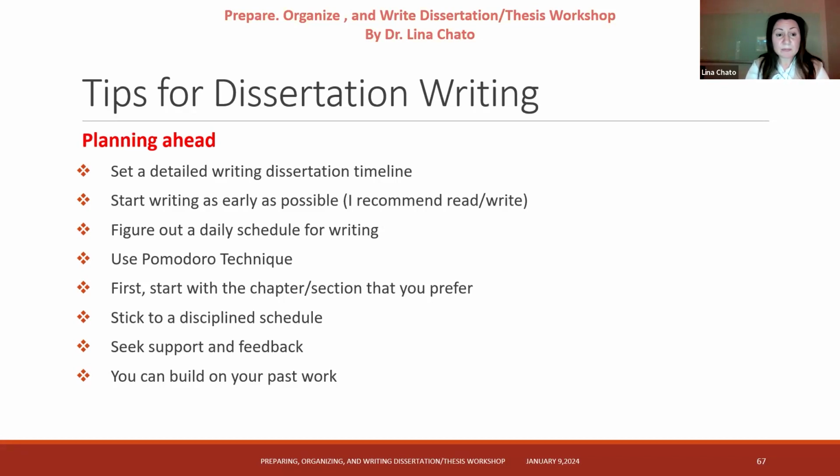Figuring out a daily schedule is very important for writing. Don't say I will write 4 hours a week or 5 hours, but try to have a schedule. It's good. You can also start by writing the section or chapter that you prefer. But of course, the first one that we will start with should be the literature review.